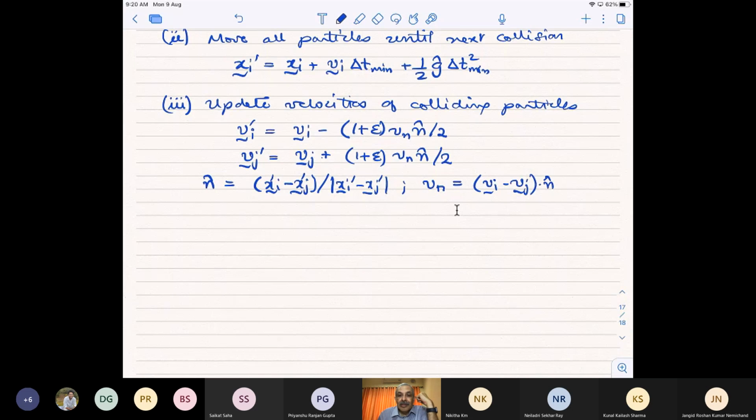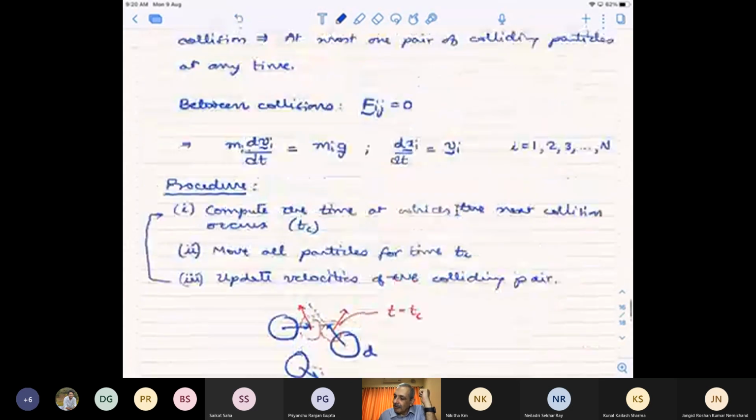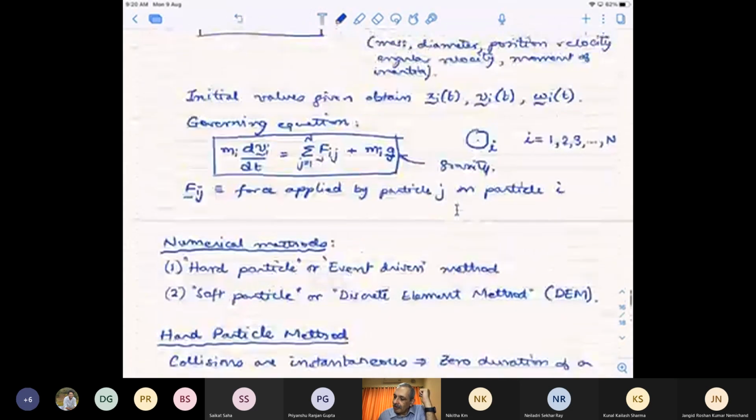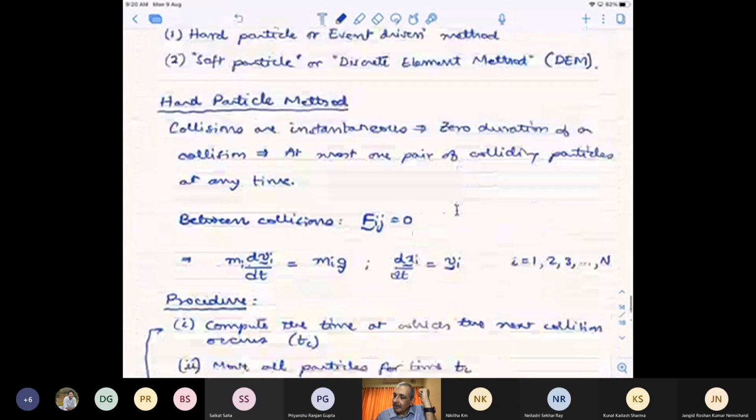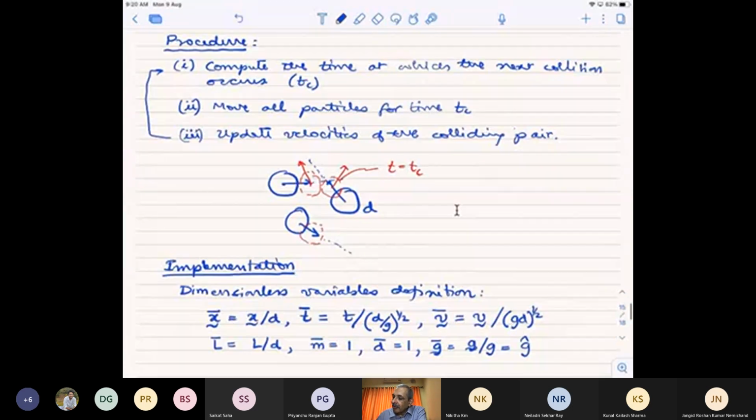And in the same way, we can do more. So if I just go back, we had two methods, hard particle and soft particle. In today's class, I only talked about the hard particle method. And there the idea is that all particles keep moving until there is a collision. Then those two colliding particles start moving apart, and then another pair of particles will collide and so forth. So what we have to do is find out which pair will collide first.